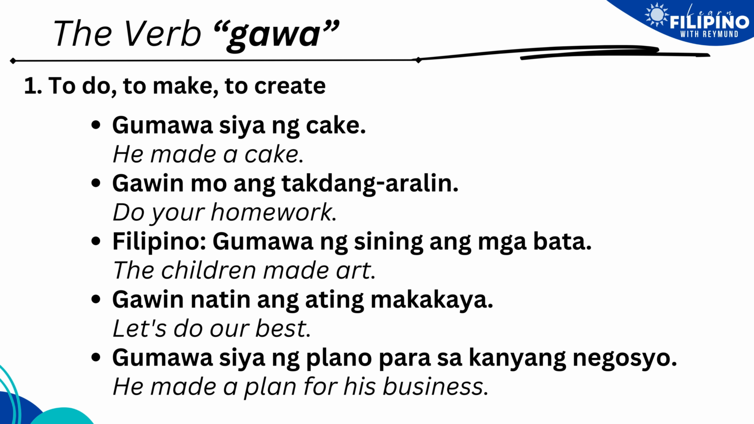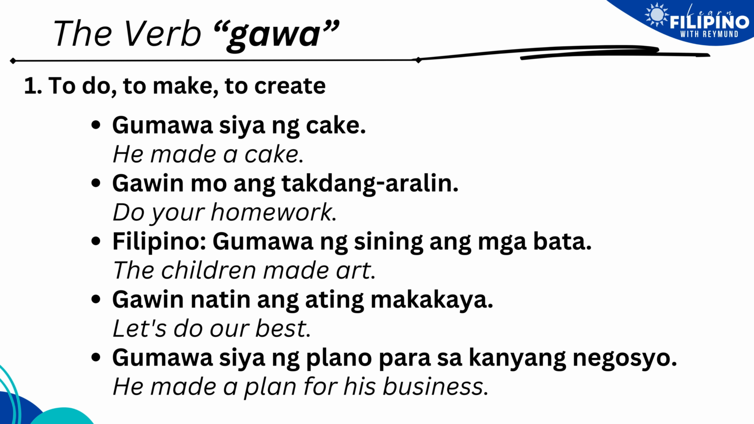The first one is to do, to make, or to create. Gumawa siya ng cake. So it means he or she made a cake. Cake is a cake, yeah? So gumawa siya ng cake. Gawin mo ang takdang aralin. So takdang aralin is an assignment. So do your homework or do your assignment.